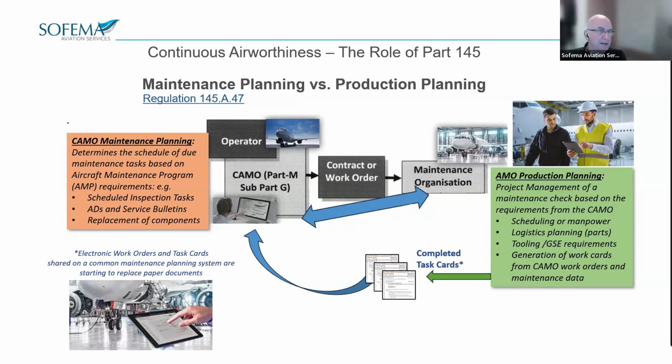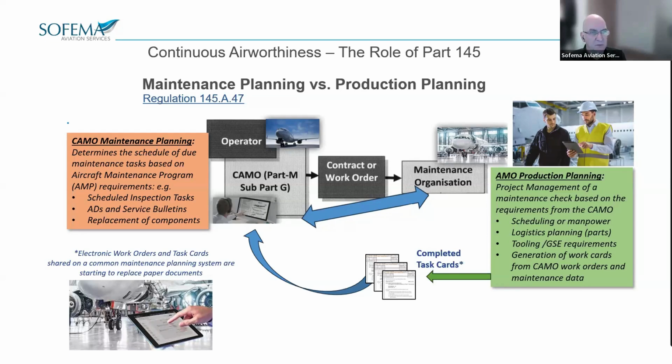So this diagram basically shows the flow of information. The CAMO performs maintenance planning, generates a package of work in the form of a work order listing all the tasks that need to be completed by the maintenance organisation, who then studies those, works out what it's going to require in terms of manpower, tooling, logistics, etc., and time. Quotes a cost back to the CAMO and the operator, and then sets about project managing the maintenance activity.